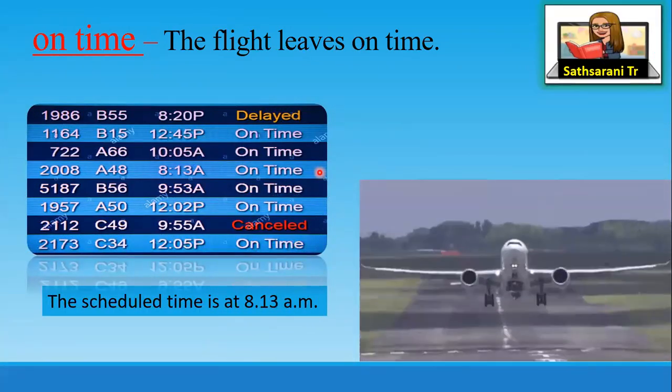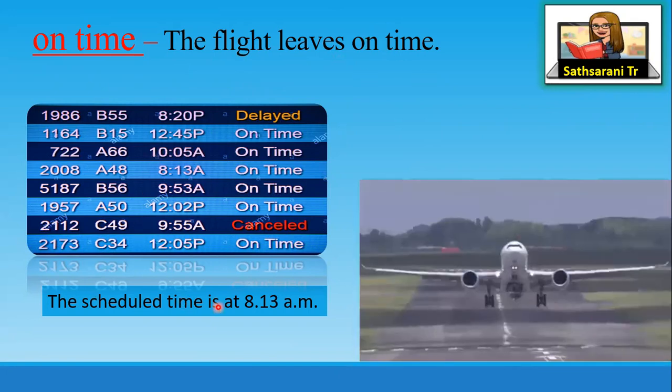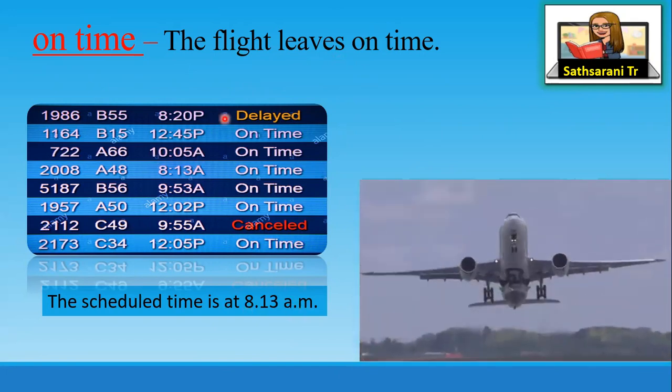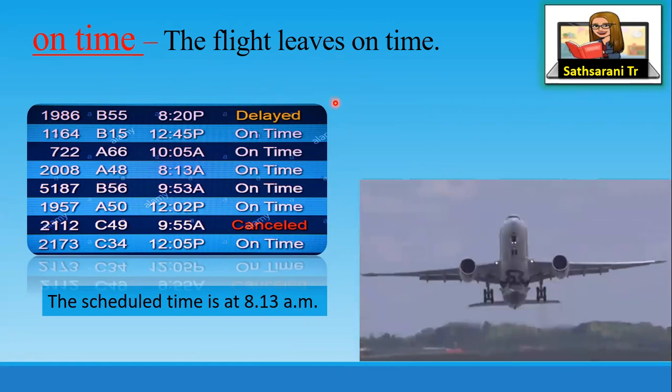Let's see the second example. The flight leaves on time. The flight leaves on time means the scheduled time is 8:13 a.m., and the flight leaves at 8:13 a.m. So the flight leaves on time.